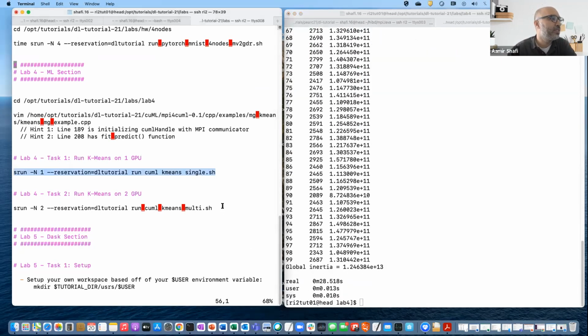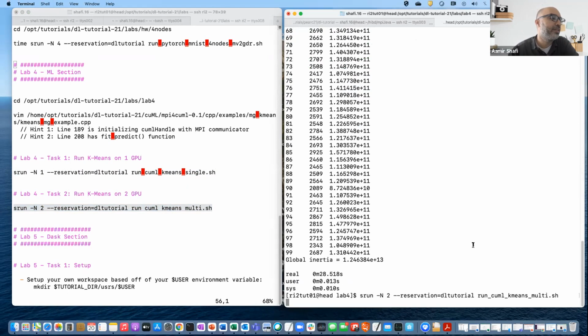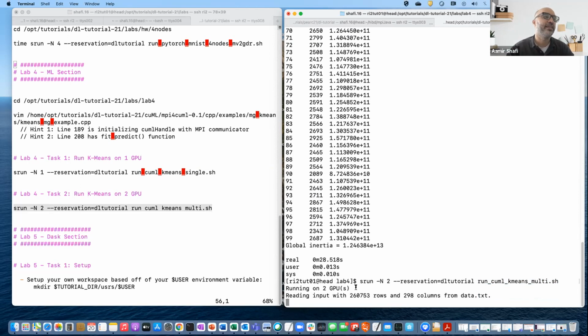I can also do this with 2 GPUs. This is task 2 of lab 4, so I can run this using 2 GPUs. Again, I'm using the same script. If you're interested in learning the details, this script is very critical because it gives you all the details: what exact command has been executed and how we set up the environment. So please do look at that. This will now return the results, and we will see that using 2 GPUs for the machine learning tasks results in twice the speed.